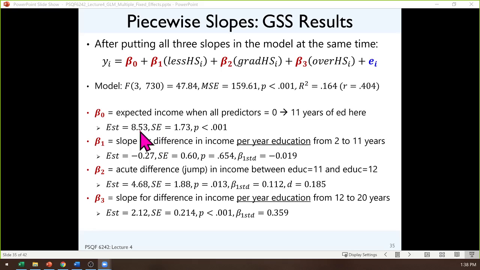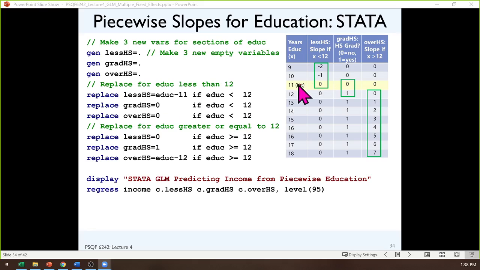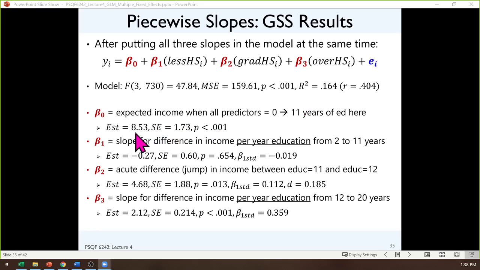Then the parameters. Beta 0 is my fixed intercept. Beta 0 is always the expected outcome when your predictors are 0. Okay, what does that mean here? Because of my coding table, all my predictors are 0 when I'm at 11 years of education. That's the way I set it up. So somebody with 11 years of education is predicted to make about $8,500 a year.